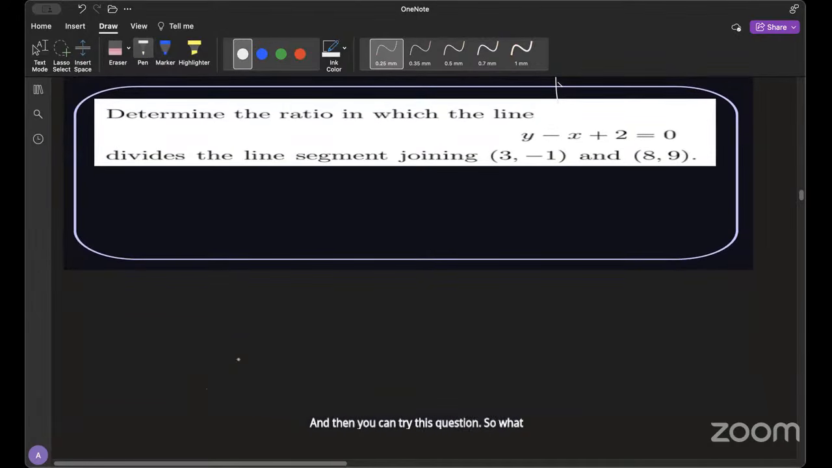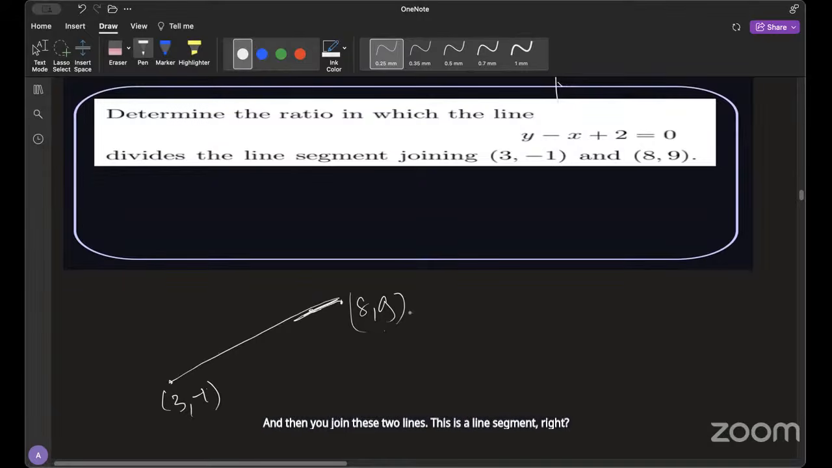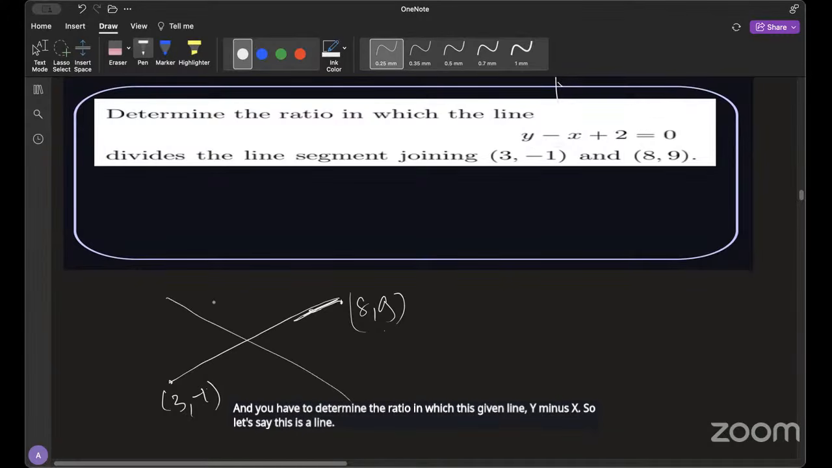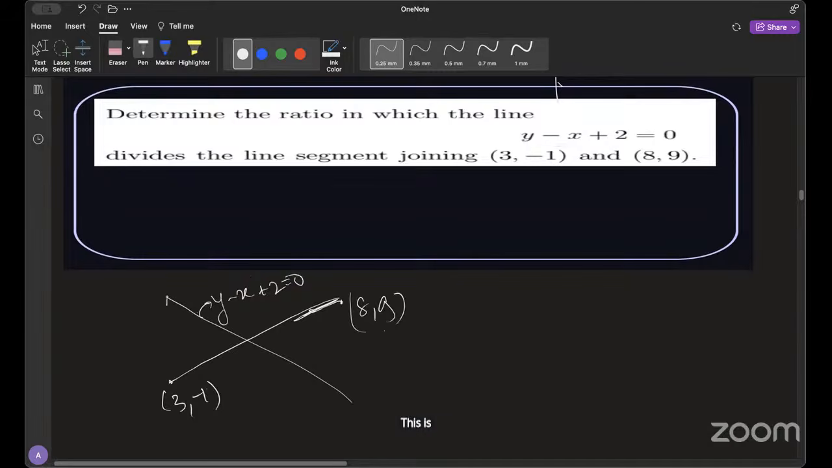What you've been given is 2 points, (3, -1) and (8, 9). Yeah, it's 2 is to 3. And then you join these 2 points. This is a line segment, right? And you have to determine the ratio in which this given line, y minus x plus 2 equals 0, divides this line segment. You have to find the ratio.